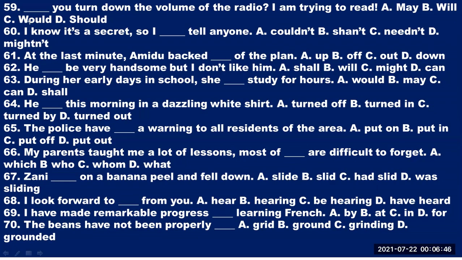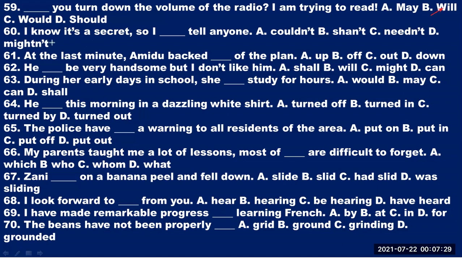You are being polite. But if you are giving a definite instruction, you are issuing a directive, all right? Then you can use will. Will you turn down the volume of the radio? I am trying to read, so you are not really being polite, but the appropriate auxiliary verb is will. Will you stop making a noise in class? That actually is appropriate in this context.